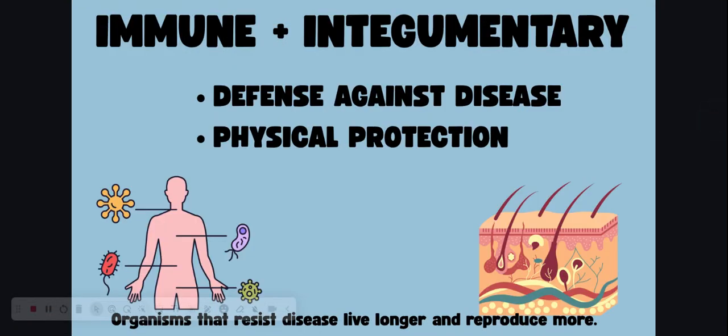The immune and integumentary systems. These systems protect organisms from disease and injury. The immune system fights infections. The integumentary system includes skin, hair, and nails that act as physical barriers. Organisms that resist disease often live longer and have more opportunities to reproduce.